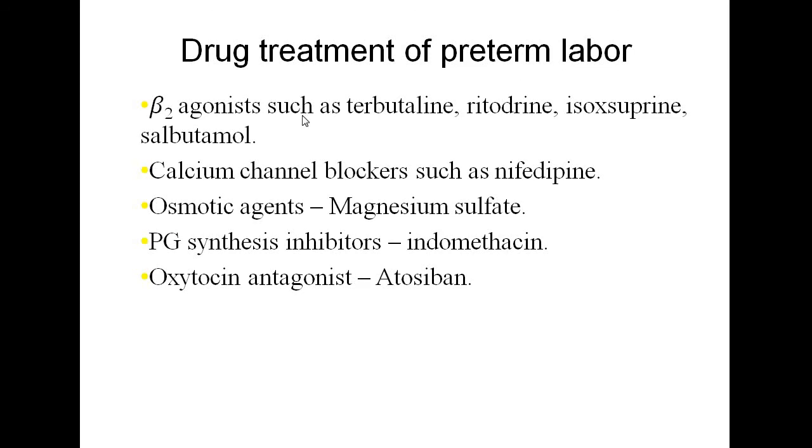The commonly used drugs in treatment of preterm labor or delaying labor include the beta-2 agonists like terbutaline, ritodrine, isoxsuprine, and salbutamol, calcium channel blockers like nifedipine, and osmotic agent like magnesium sulfate. Very rarely indomethacin has been used, but the most widely used one is atosiban.